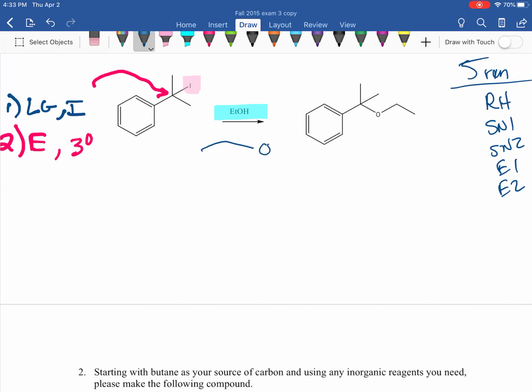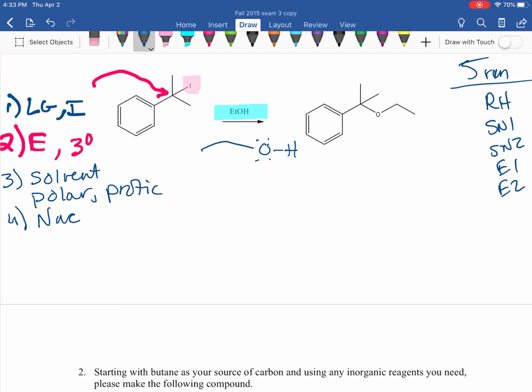So what do we do with that? That is ethanol. So that means our life just got a little bit easier. Our solvent and our nucleophile are the same thing. So our solvent is polar protic this time. And how can that even be a nucleophile? Well, we have available electrons. They're just not negative. You've got a lone pair.